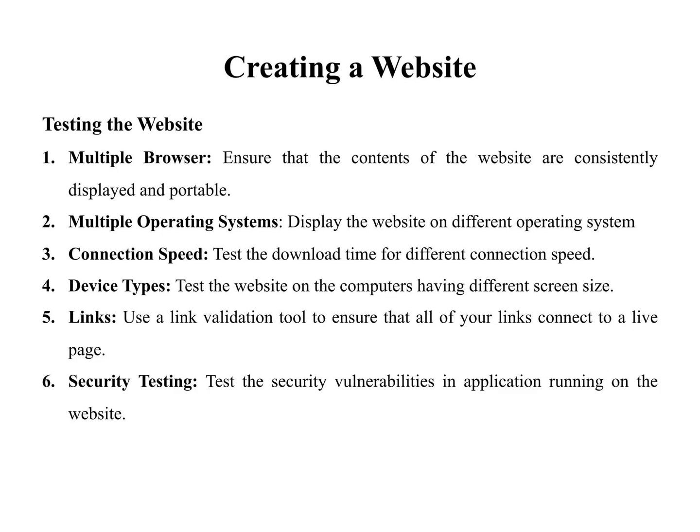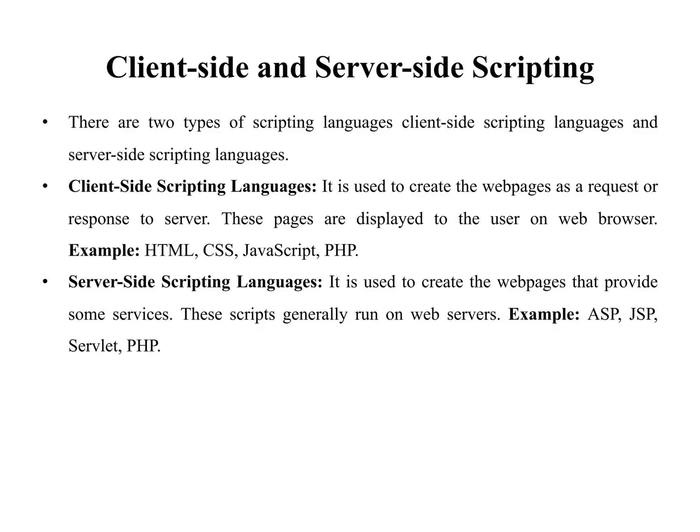Next is client side and server side scripting. There are two types of scripting language, client side scripting language and server side scripting language. Client side scripting language is used to create the web page as a request or response to the server. It is displayed to the user on the web browser, for example, HTML, CSS, JavaScript. Server-side scripting language is used to create the web page that provides some services. It generally runs on the web server, for example, ASP, JSP, servlet, PHP.